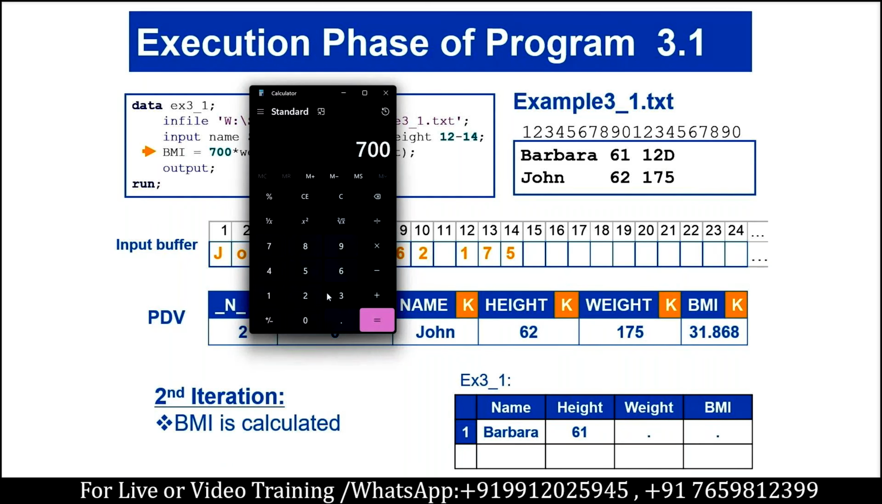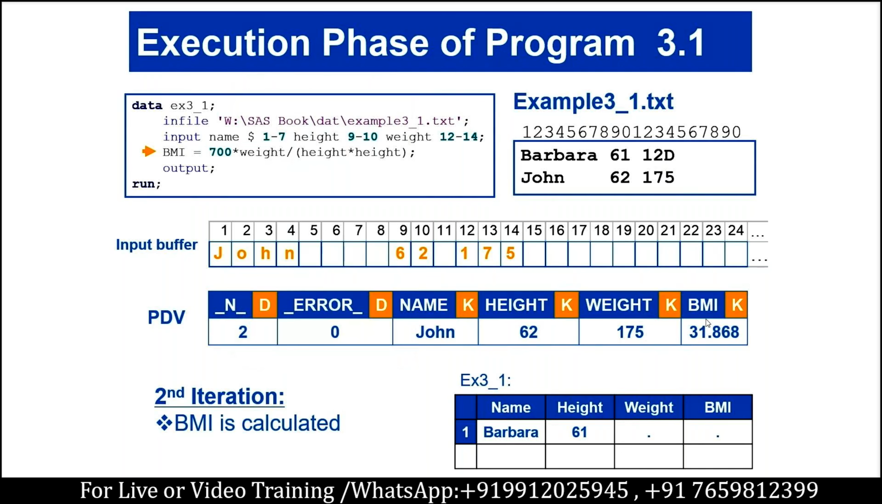700 into 175 equals 1,22,500. And height into height, 62 into 62, is 3844. 1,22,500 divided by 3844 equals 31.867. If you round, 31.868. Got calculated, right, as per the BMI formula? So BMI got calculated. So there is an output statement.